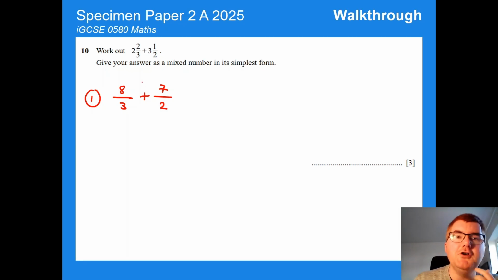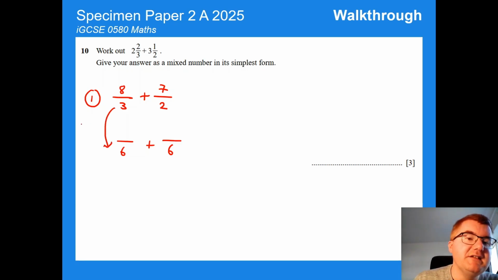Then we want to find a common denominator. Now the easiest way to do that here is just do 3 times 2, which is equal to 6. So I'm going to write both fractions out of 6. So what do I do to 3 to get to 6? I times by 2. So I now do the same to the top. So 8 times 2 is 16. What do I do to 2 to get to 6? Well, that's times by 3. So 7 times 3, that's equal to 21.